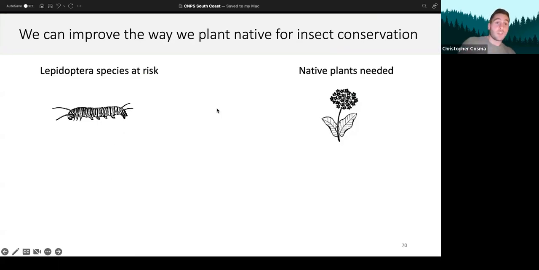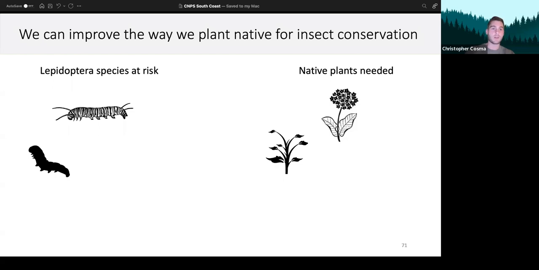I know I'm preaching to the choir here about the importance of planting native plants, but I do think that we can all improve the way we plant native for insect conservation. I'm going to go through what I mean by that here. The monarch was at risk, so we planted milkweeds. This is something many of you are familiar with.